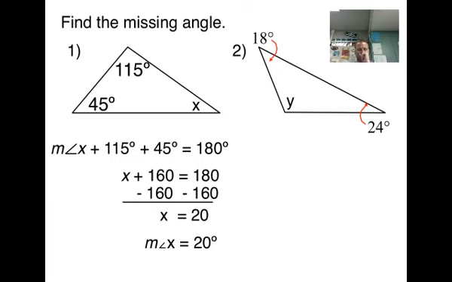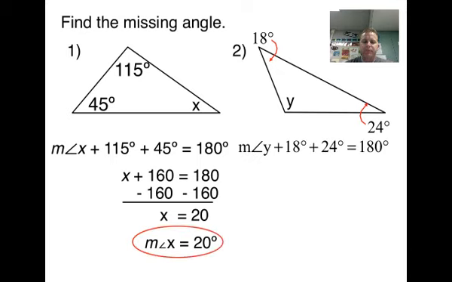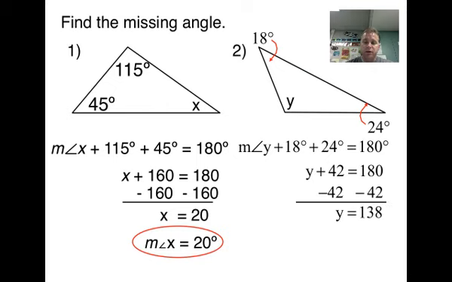If you haven't done number 2 yet, would you try that? Still waking up? So we'll get Y plus 42 is equal to 180. Subtract 42 from both sides. We get Y is equal to 38.